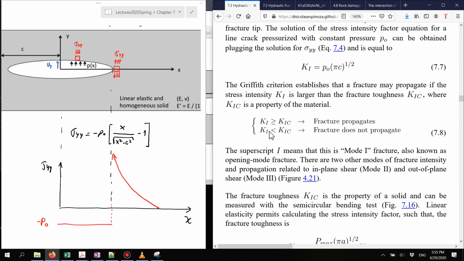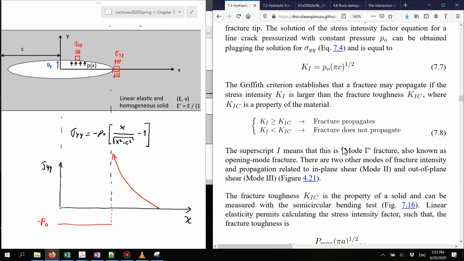Whenever the stress intensity value is smaller than the fracture toughness, then the fracture will not propagate. And the fracture toughness is going to be a property of the rock that is independent of the characteristic length of a given fracture. So we can use this fracture toughness for fractures of different sizes, and that still is going to work because this is going to be a property of the formation.